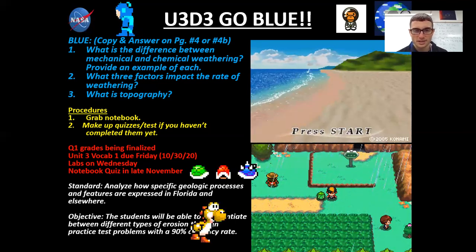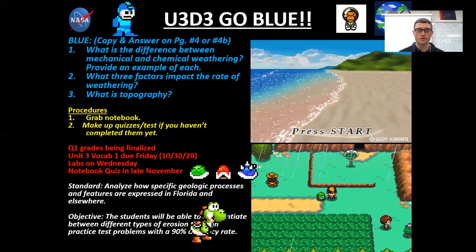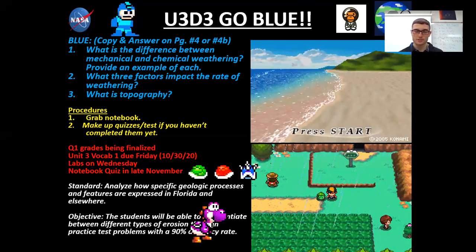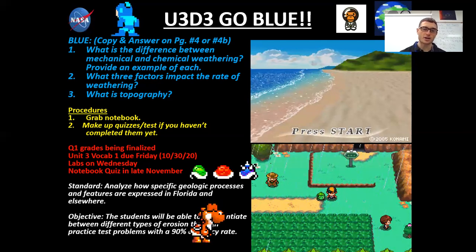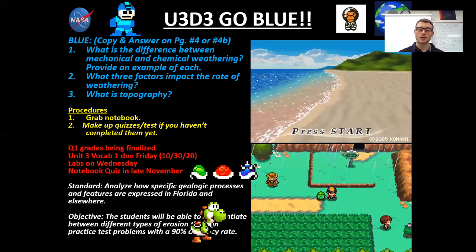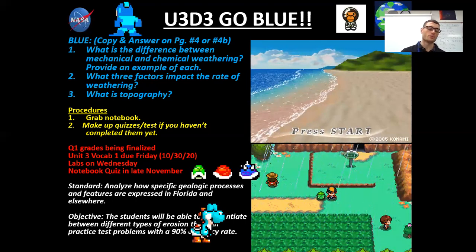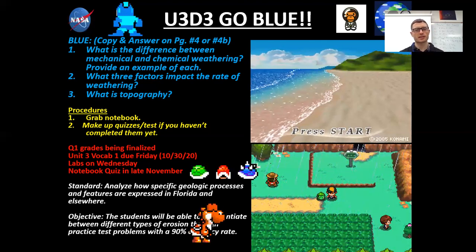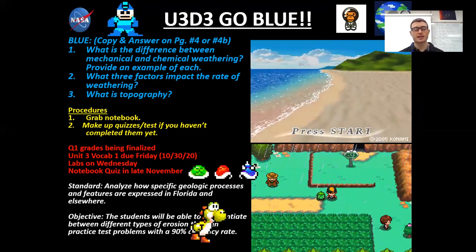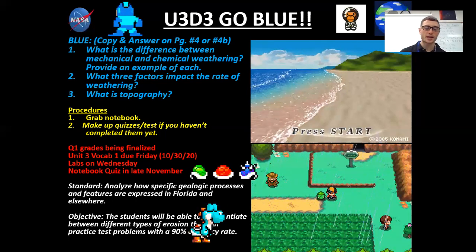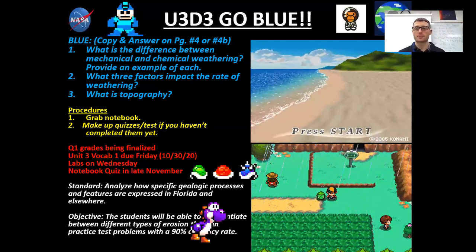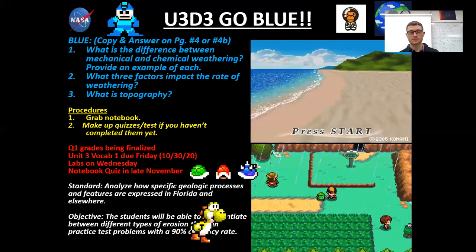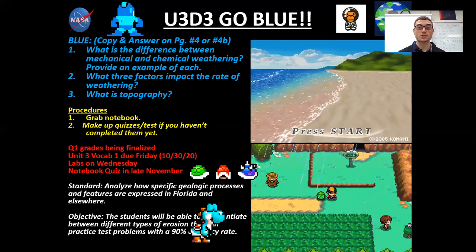Number 1, what is the difference between mechanical and chemical weathering? Provide an example of each. That should be on page 3, what we answered yesterday. And then you need to complete this on page 4 or 4B if you need more room. 2, what 3 factors impact the rate of weathering? That was the list we provided at the very end of yesterday's lesson. And something maybe a little bit new is, what is topography? Let's see what that's about. Pause the video, see what you guys think. Okay, and we'll continue. Let's walk through this again.